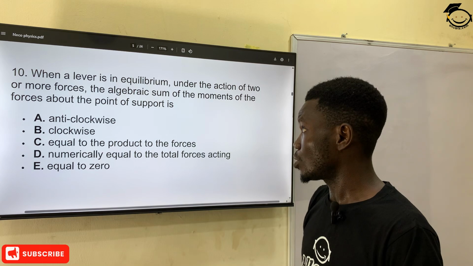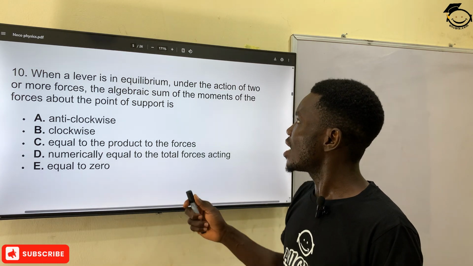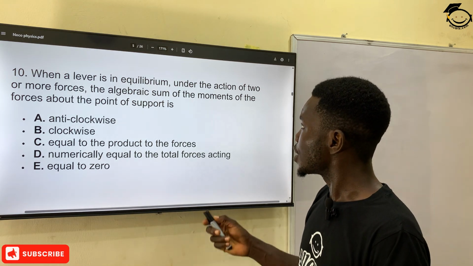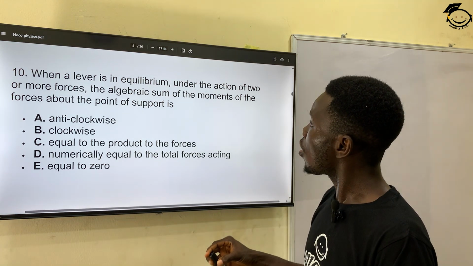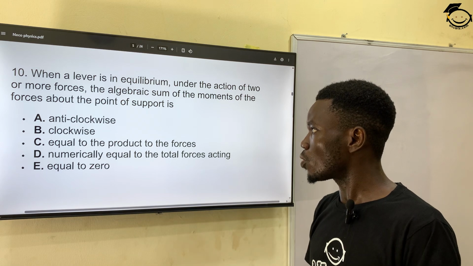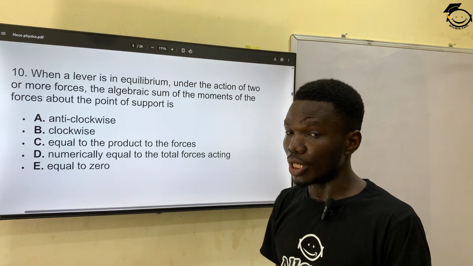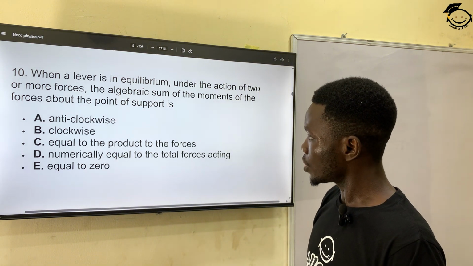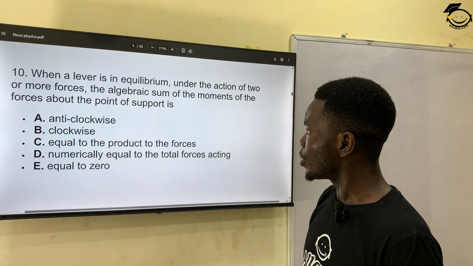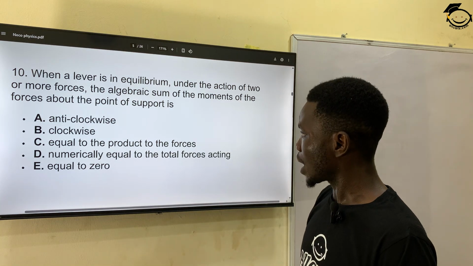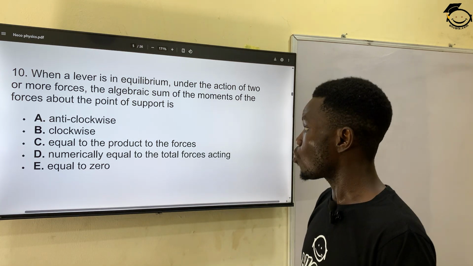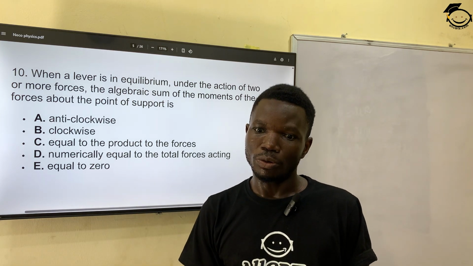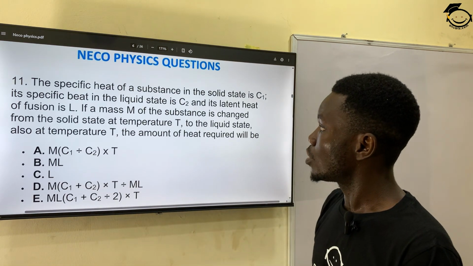So that takes us to question number 10, which says, when a lever is in equilibrium under the action of 2 or more forces, the algebraic sum of the moment of the forces about the point of support is dash. Option A says anti-clockwise, B says clockwise, C says equal to the product of the forces, D says numerically equal to the total forces acting on it, and option E says equal to 0. The correct option here is E, which is equal to 0. So that takes us to question number 11.